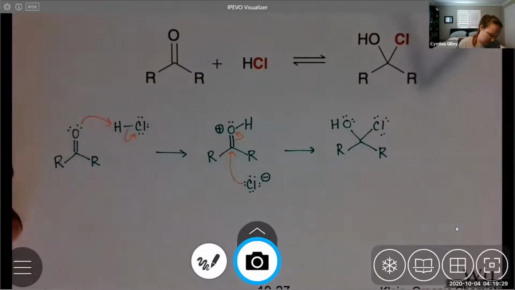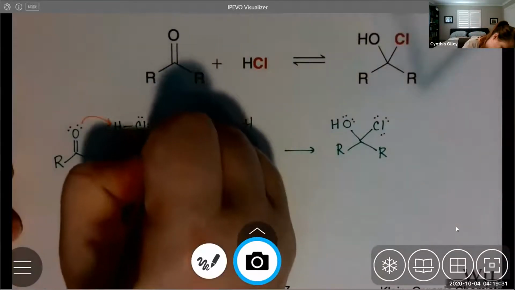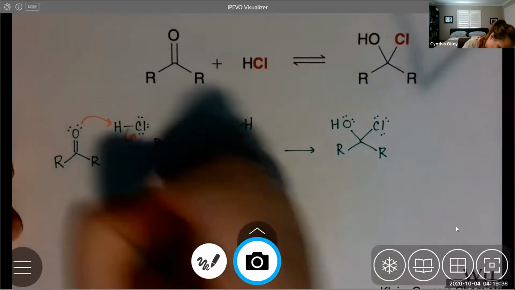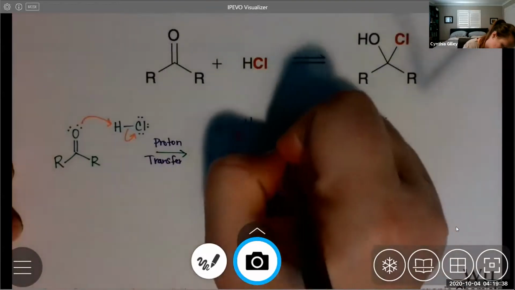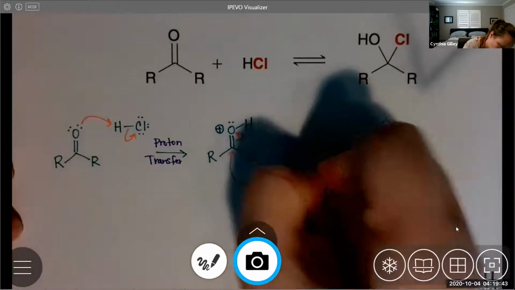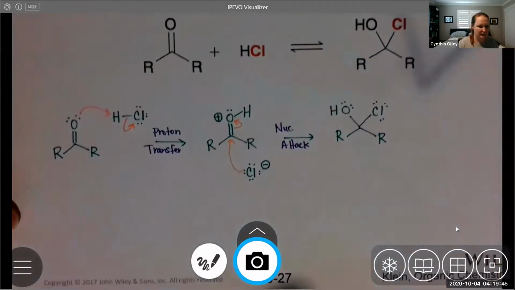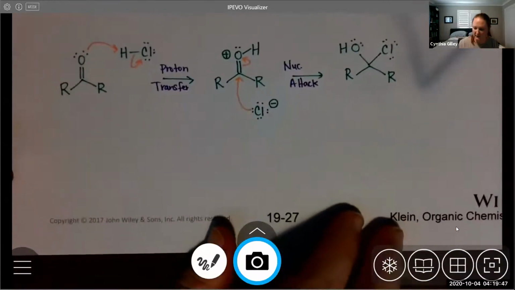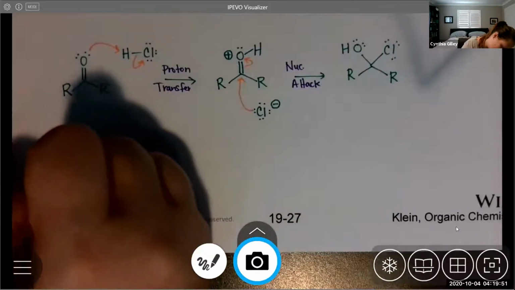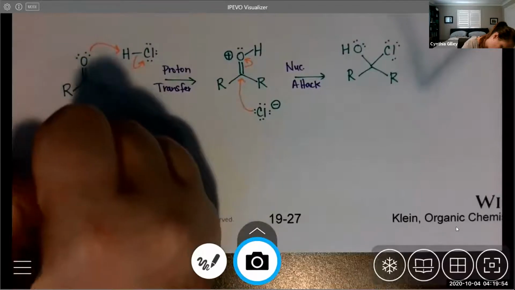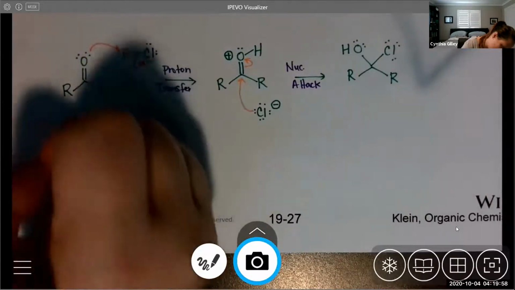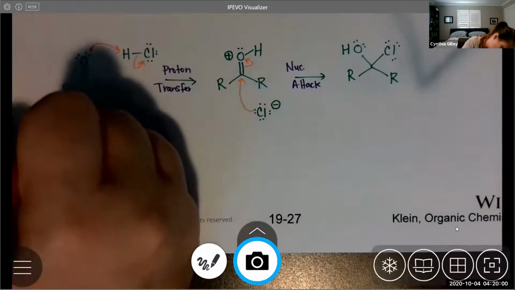So it starts off with proton transfer, followed by nucleophilic attack. Okay, what about in the reverse direction? Well, in the reverse direction, we're going to start with the product, which is the reactant in the reverse direction. And we're actually going to hit the same intermediate that we did in the forward direction.